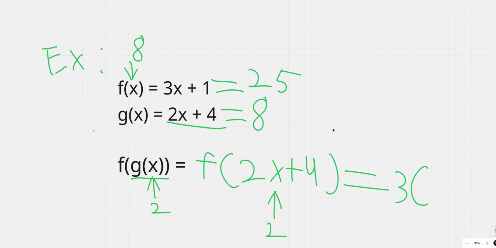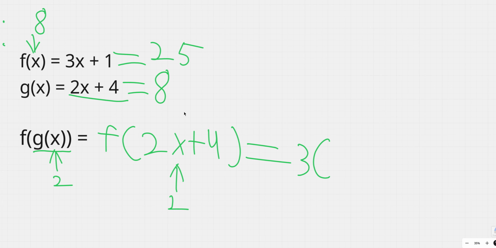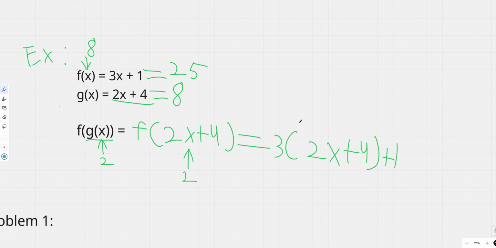Okay. So x cubed, 2x plus 4, plus 1 equals, if we input 2 now, we get 25 directly.